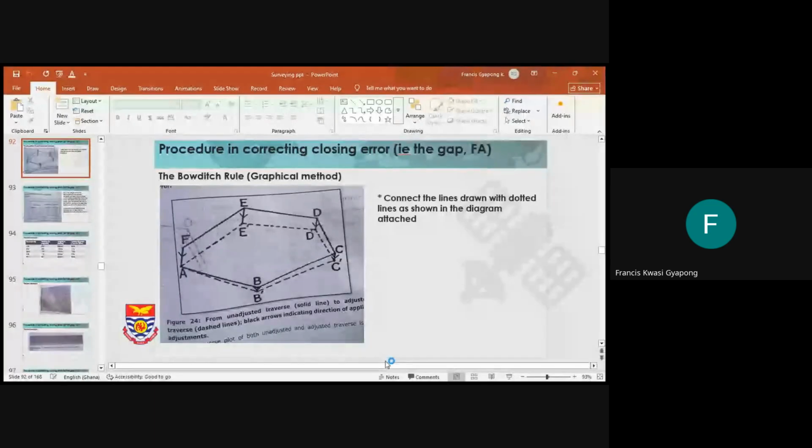Marked? Yes, sir. Good. So where you have marked, write B. Alphabet B.